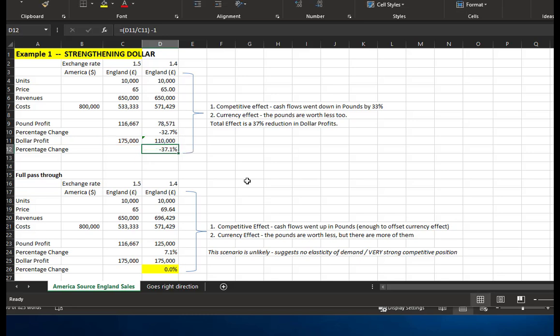So we have two effects going on here. There's the competitive effect, where our cash flows are going down in pound terms by about 33%. And then there's the currency effect, right? Those pounds, when we repatriate them, are worth less. And so the total effect on our dollar profits is this combined 37% reduction. Those two are conspiring to reduce our dollar profits by 37%.